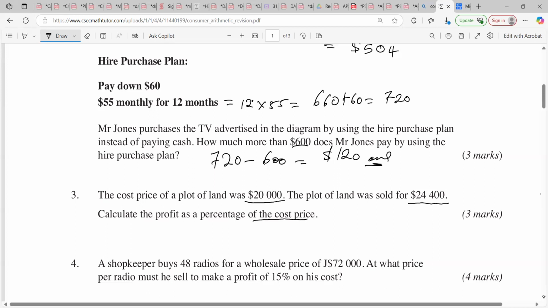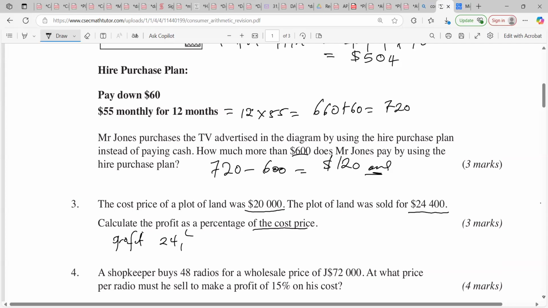So a lot of things happening. We need to figure out the profit, right? The profit would have been what it was sold for versus what was paid for. So we're going to minus the 20,000, and that's going to give us 4,400. So this is the profit amount.